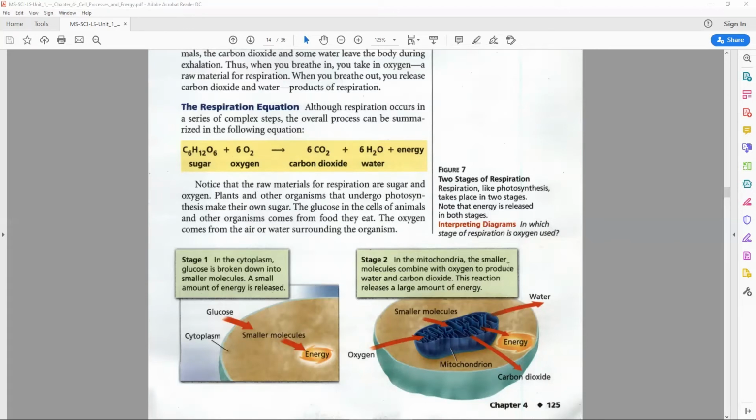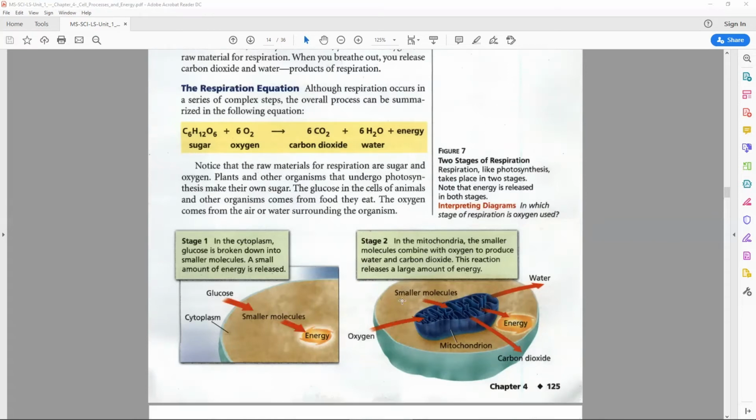In stage 2, inside the mitochondria, the smaller molecules combine with oxygen to produce water and carbon dioxide. This reaction releases a large amount of energy. So oxygen and smaller molecules go into the mitochondria, and out comes carbon dioxide, a larger amount of energy, and water.